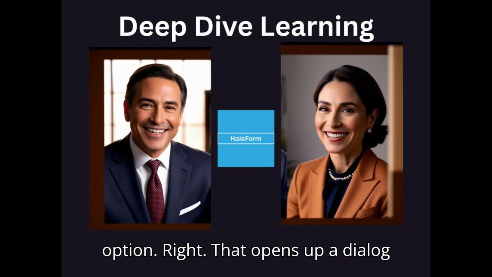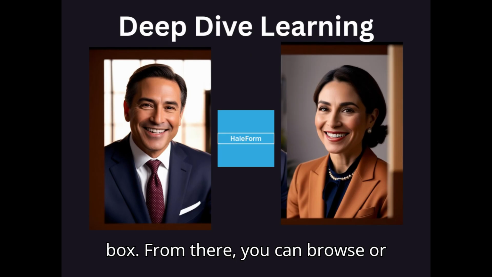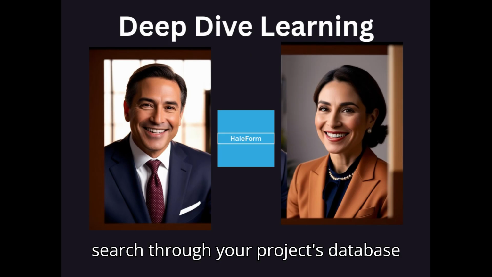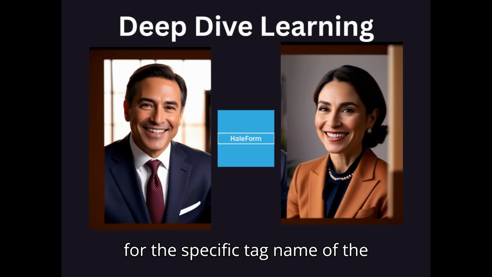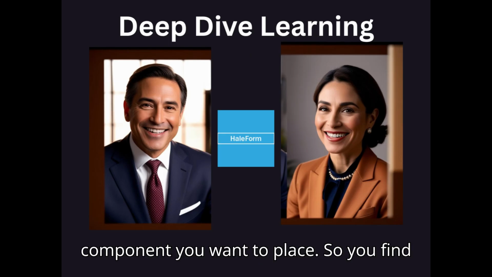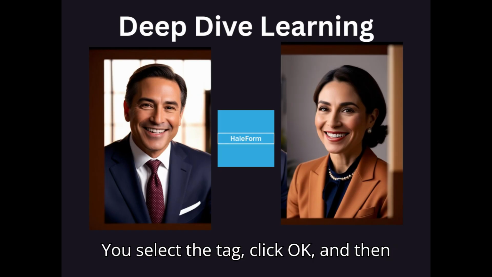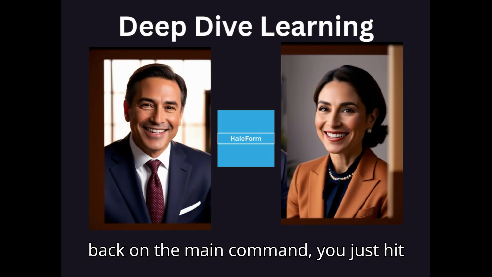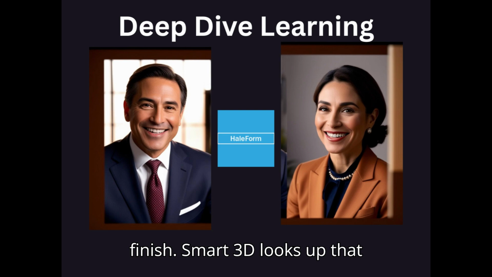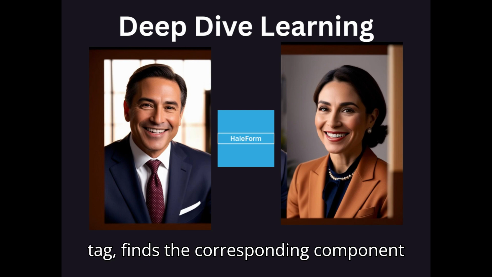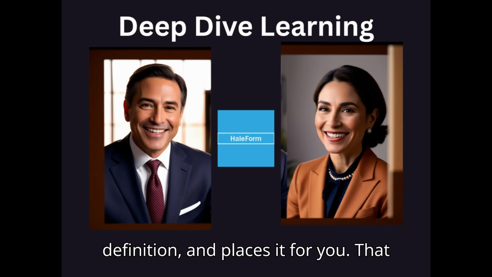Right. That opens up a dialog box. From there, you can browse or search through your project's database for the specific tag name of the component you want to place. So you find the tag like XV101 or whatever. Exactly. You select the tag, click OK, and then back on the main command, you just hit Finish. Smart 3D looks up that tag, finds the corresponding component definition, and places it for you.